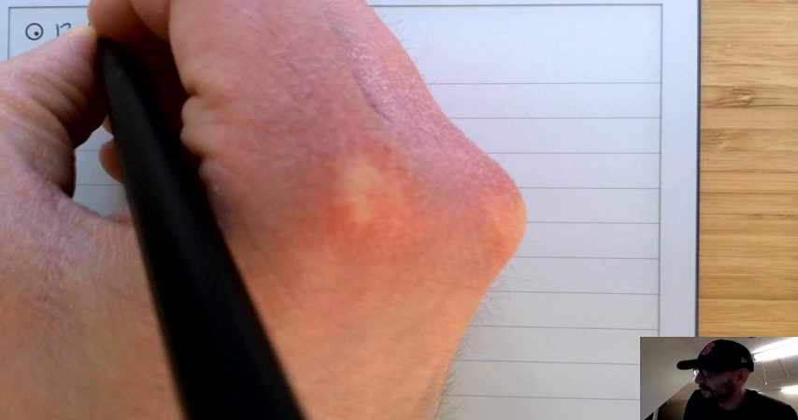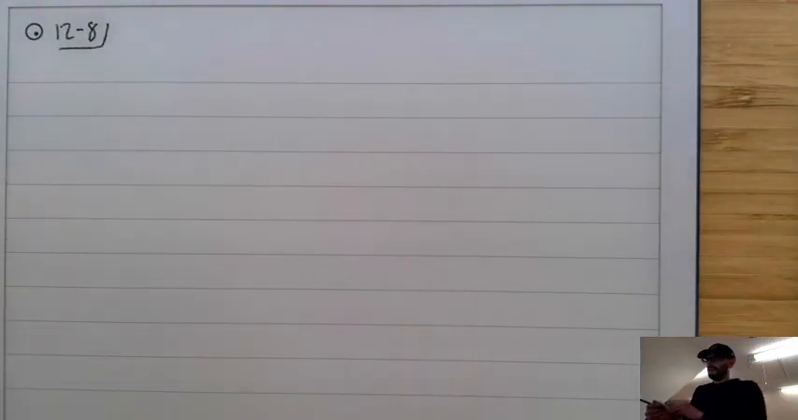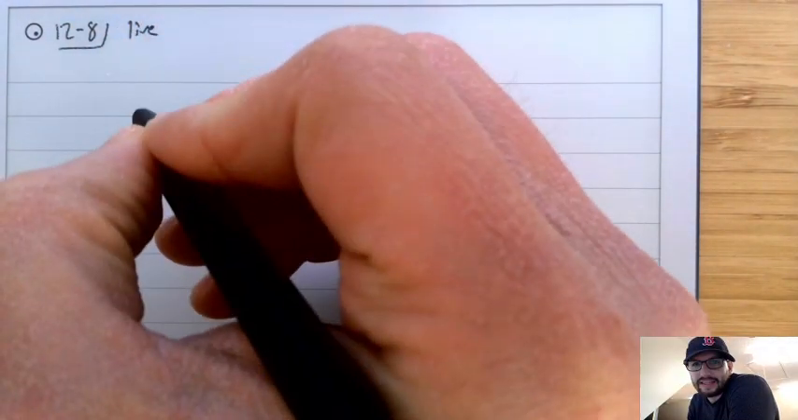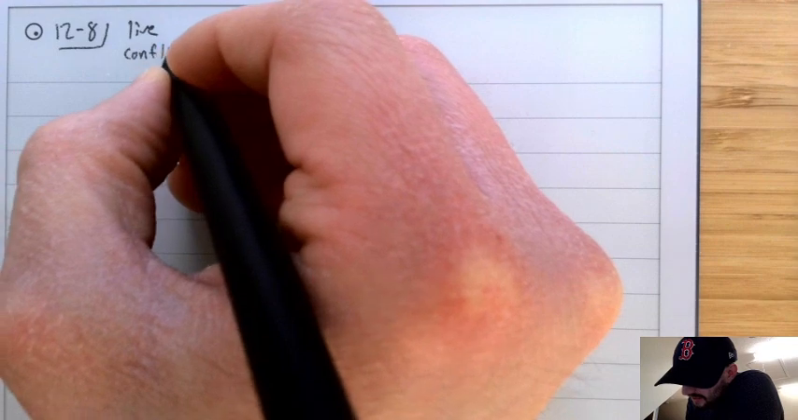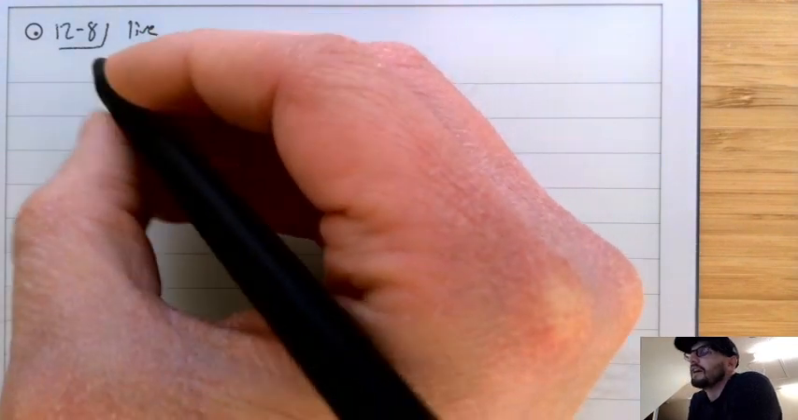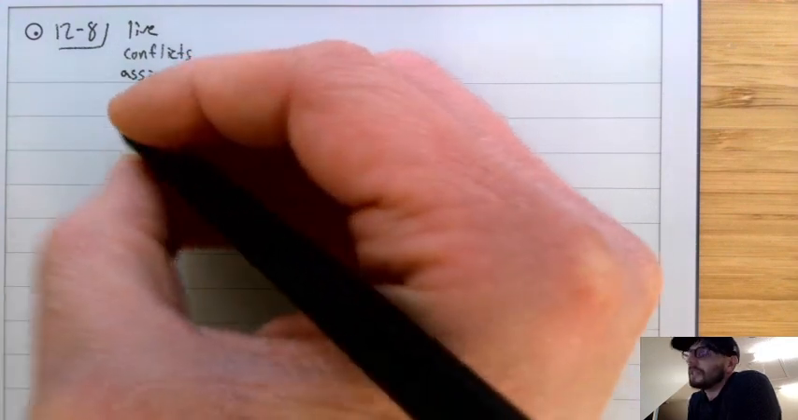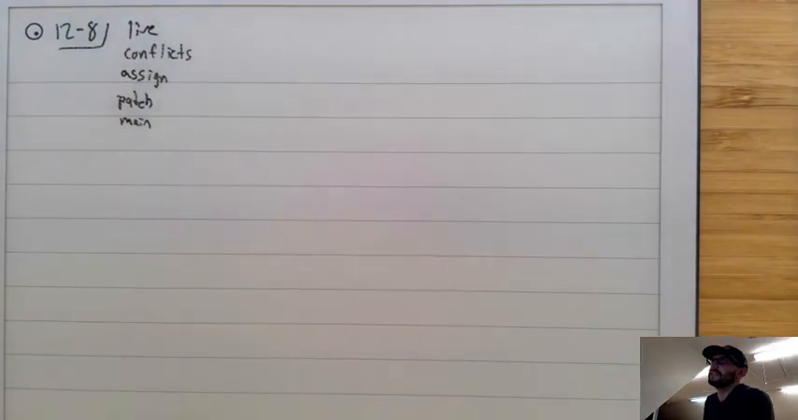Okay. So 12.8. Here are the new things that we need to do. We need to say how live is going to change, that's the thing that collects the live sets. We need to talk about how we're going to update the conflicts, the interference graph. We need to talk about how we're going to assign homes. We need to talk about how we're going to patch instructions, and we need to talk about how we're going to update main. So those are the things remaining. And each one of those is little.